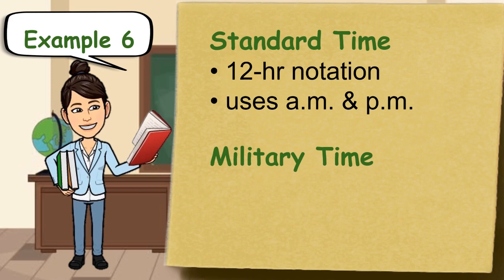This sometimes leads to ambiguity when the suffix of AM and PM are left out. Military time, on the other hand, prevents this ambiguity by using the 24-hour notation where the counting of the time continues all the way to 24. In this notation, 1 p.m. is expressed as 1300 hours and 5:30 p.m. is expressed as 1730 hours.